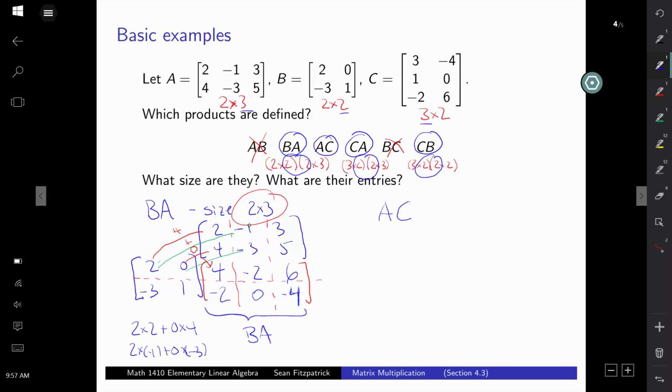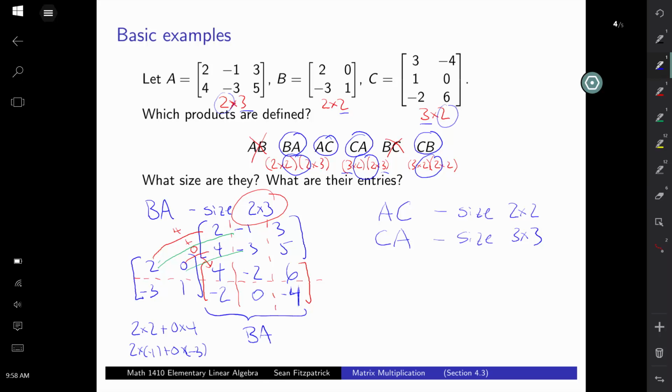Let's do A times C. So A times C, what's the size going to be? Well, A is 2 by 3, C is 3 by 2, so I look at the numbers on the outside, a 2 and a 2, the size is going to be 2 by 2. Now, I'm not going to compute both of them, but notice that if I did C times A, the numbers on the outside are 3 and 3. Size 3 by 3, okay?